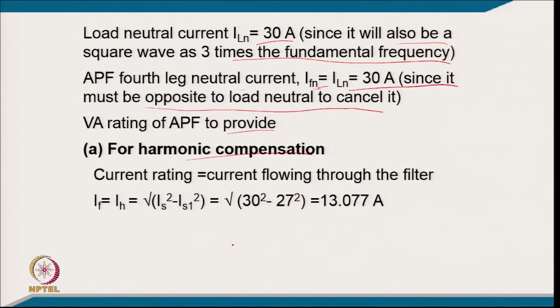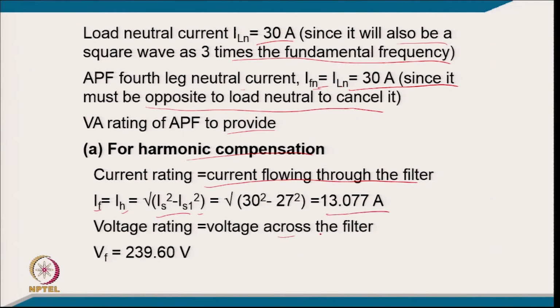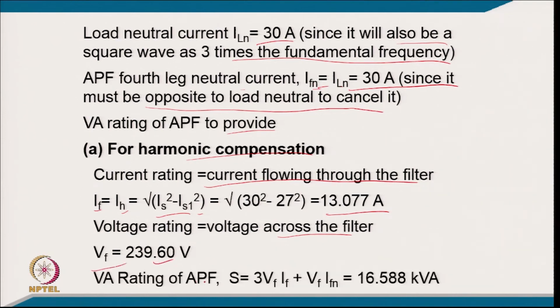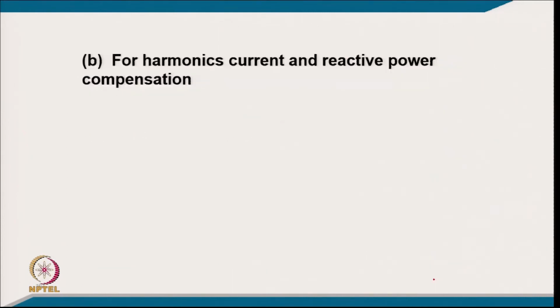The VA rating of the active power filter for harmonic compensation: the current rating will be IF equal to square root of IS square minus IS1 square. Putting the value, it comes to 13.077 ampere, and the voltage rating is Vf equal to 239.6 volt. The VA rating will be 3 Vf IF plus Vf IFN. After putting the values, it comes to 16.558 kVA.